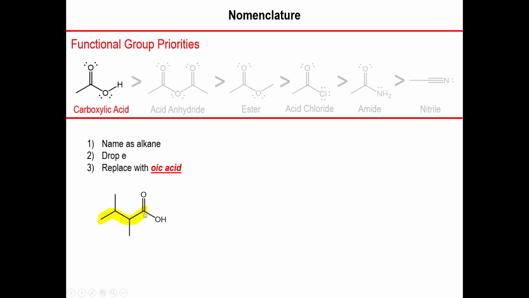So the name of this thing will be 2,3-dimethylbutane if you name it as an alkane, right? But now acknowledging that it's got the carboxylic acid functionality, we drop the letter E at the end of the name and we replace it with oic acid, right? So the name is 2,3-dimethyl butanoic acid.